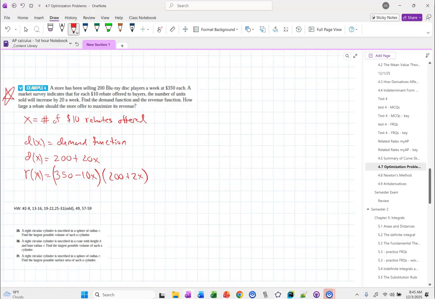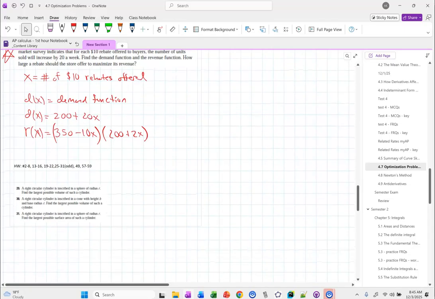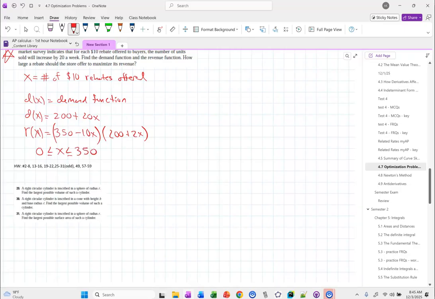That's what we're doing. Does that look right to you guys? Okay. My domain for x is going to be 0 to 350, right? Oh, I'm sorry. 35. Sorry.